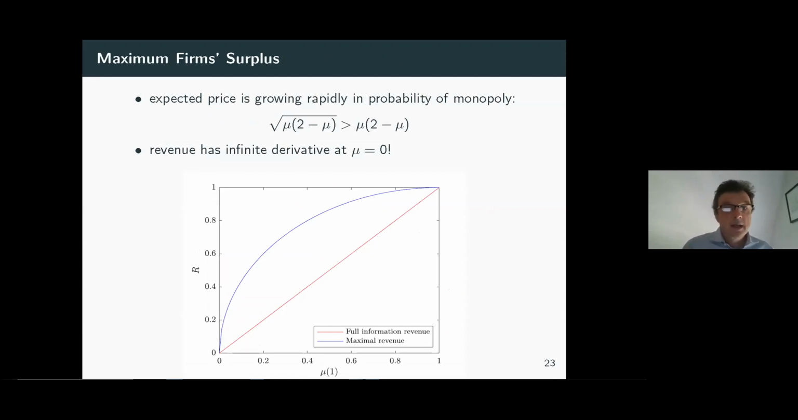The second result can also now be given a visual interpretation, namely the expected price is now growing much more rapidly in the probability of monopoly, so we can compute what is the expected sale price. It's the same result that we got before for public information, except now we raise it. Remember, we are somewhere between 0 and 1. We raise it by taking the square root of it. Okay. Significantly, now we're going to think about taking the derivative at mu equal to 0. We see that actually the revenue increases very fast. That is, it has infinite derivative at 0.